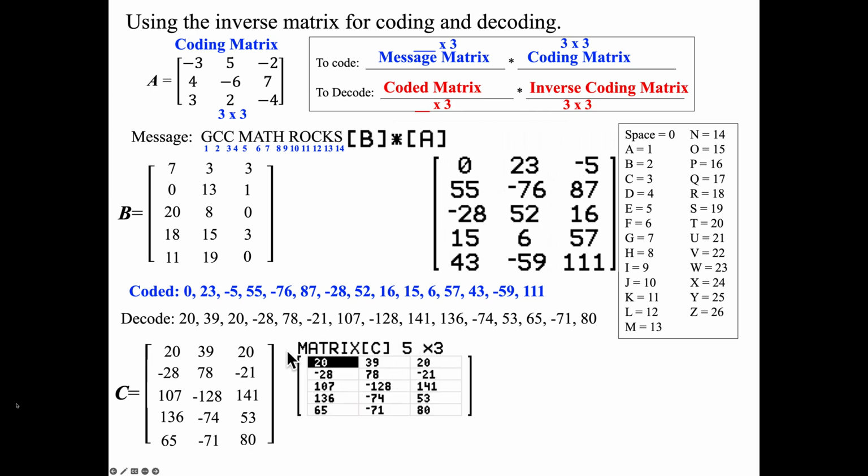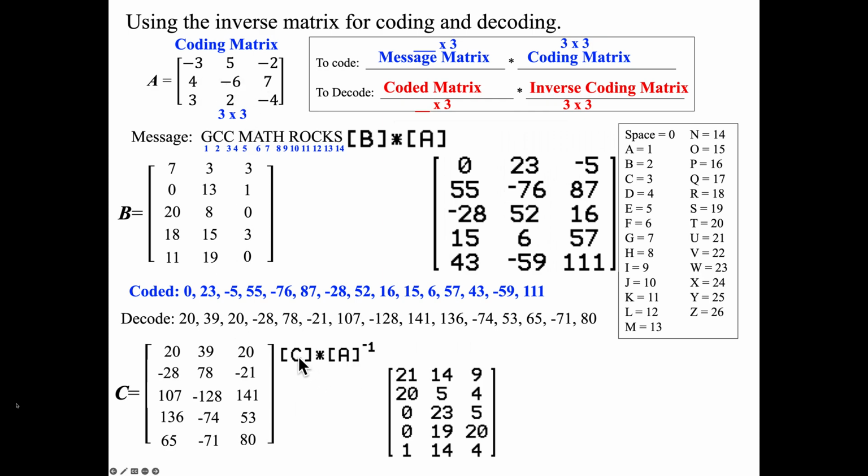So again, we're going to store that in matrix C of our matrix. Once you type them in, again, double and triple check all the numbers. And as the rule says, you're going to take this coded matrix, which is C, and multiply it by the inverse of your coding matrix. So inverse of A. And again, we let the calculator do that. So matrix C times the inverse of A. And your answer should have all numbers from 0 to 26, since this is what we're using as our key. So everything looks good so far.